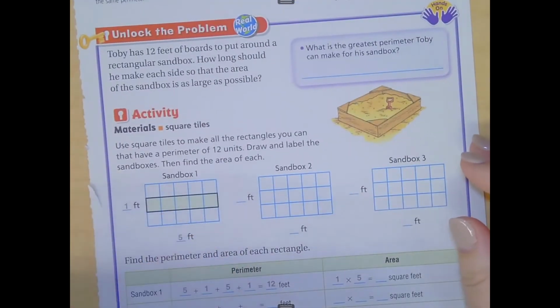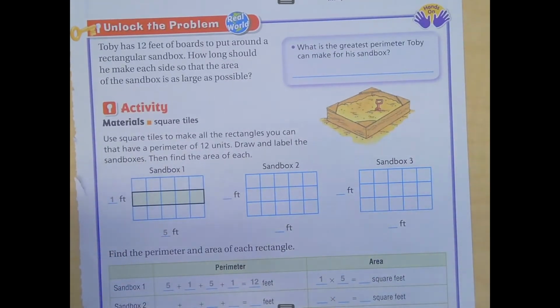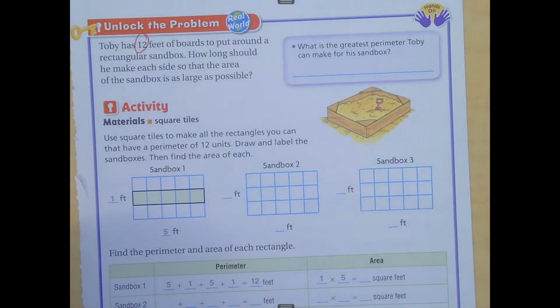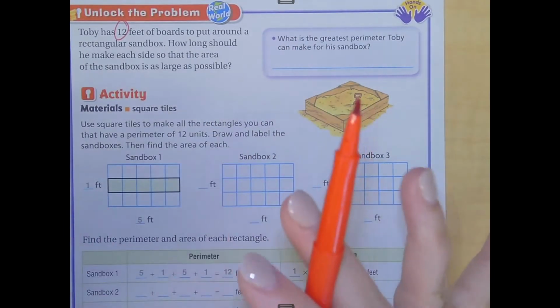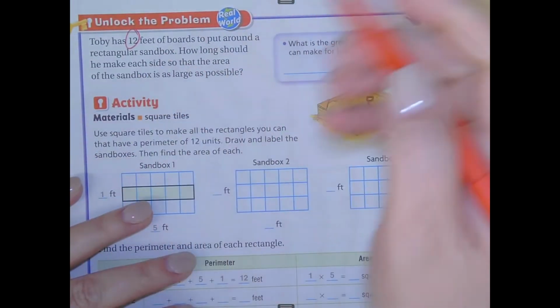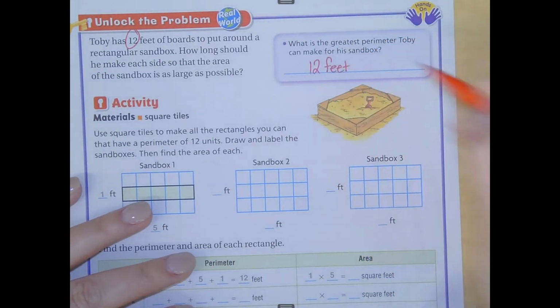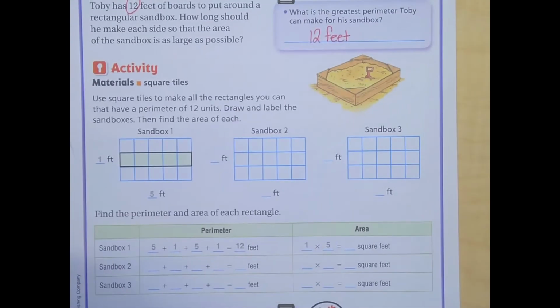Toby has 12 feet of boards to put around a rectangular sandbox. How long should he make each side so that the area of the sandbox is as large as possible? Well, what is the greatest, meaning the largest, perimeter Toby can make for his sandbox? 12 feet, because that's all he has of boards. So 12 feet is the greatest, okay? Remember, perimeter is when you add up all the sides, okay?